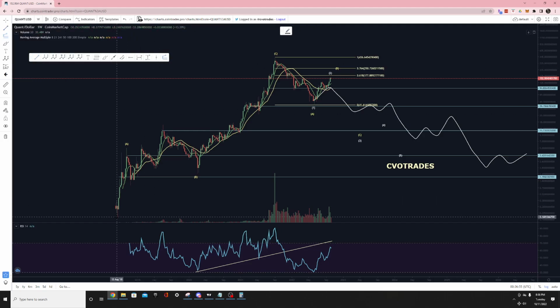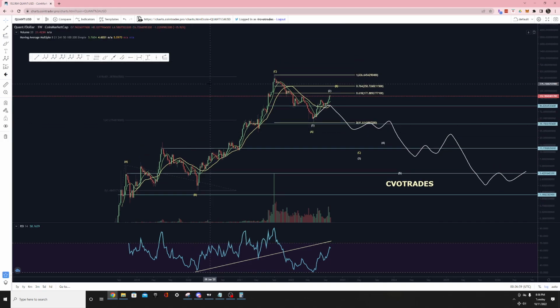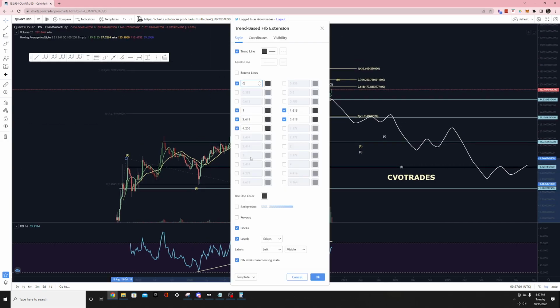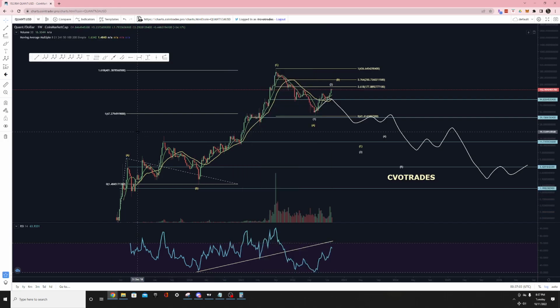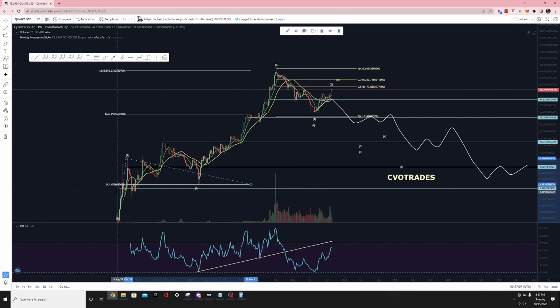Okay, that's where it is. Yeah, I mean, it hits... oh, you can't even see it, my bad. It hits the 1.618 perfectly. So it looks corrected to me.